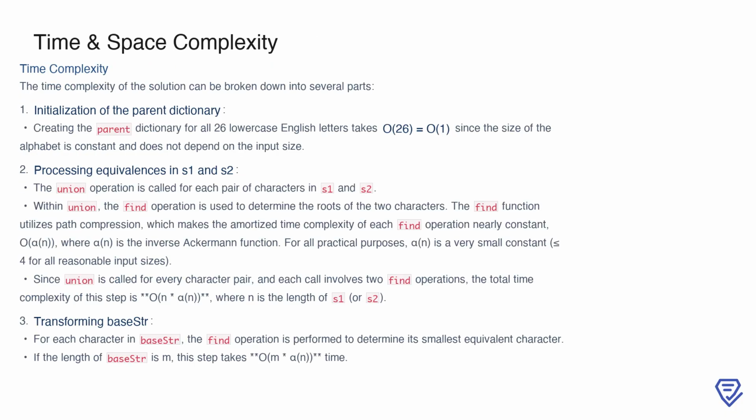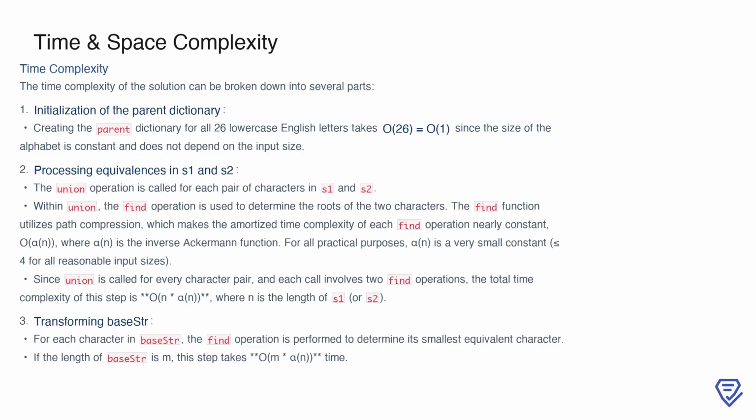To analyze the time complexity of our solution, we can break it down into 3 key steps. First, we initialize the parent dictionary to map each of the 26 lowercase English letters to itself. Since the alphabet size is fixed, this step takes constant time, specifically O(26), which simplifies to O(1). Next, we process the equivalences in S1 and S2 by performing union operations for each pair of characters. Each union operation relies on the find function to determine the roots of the characters involved.